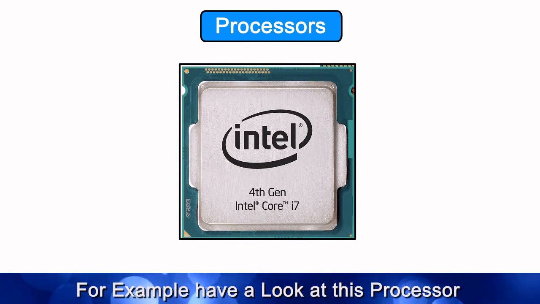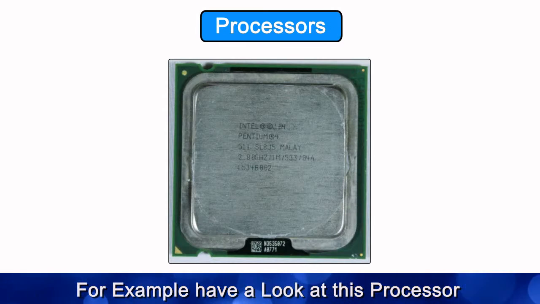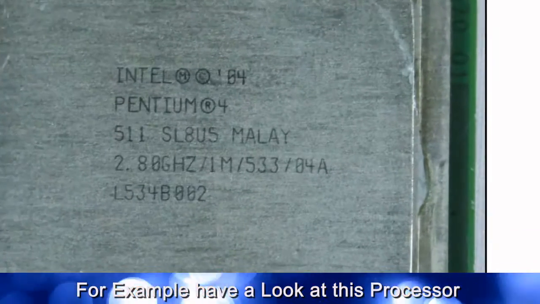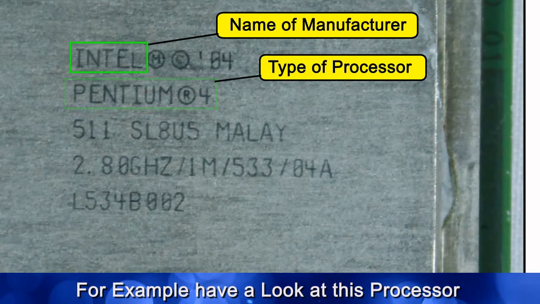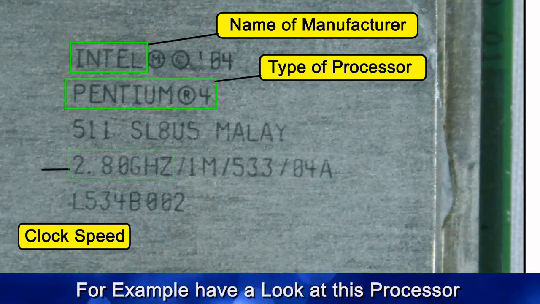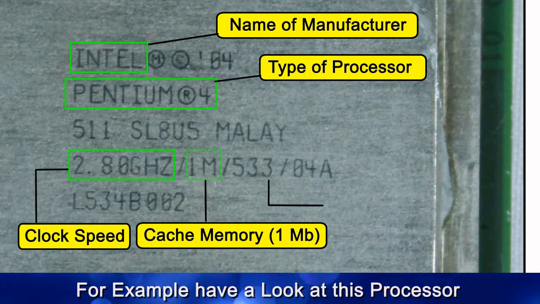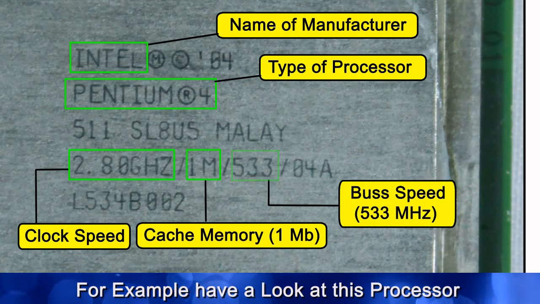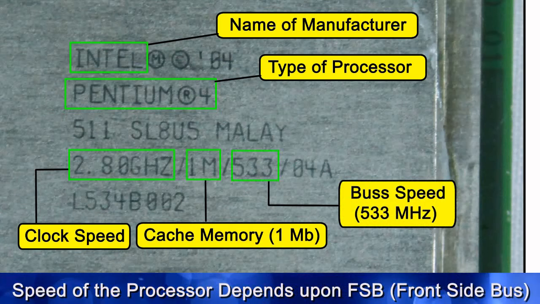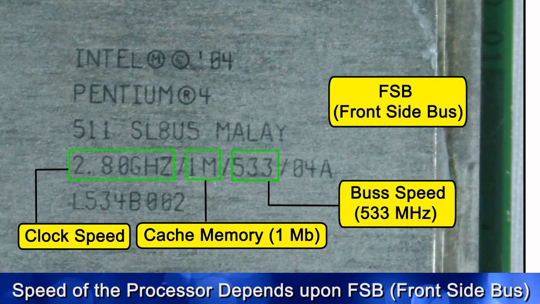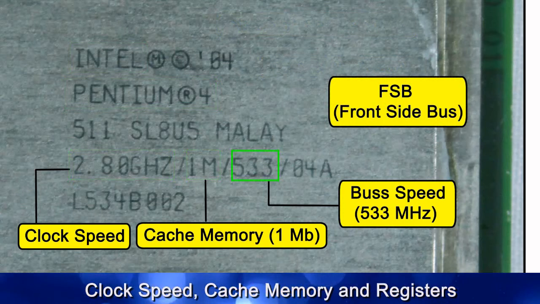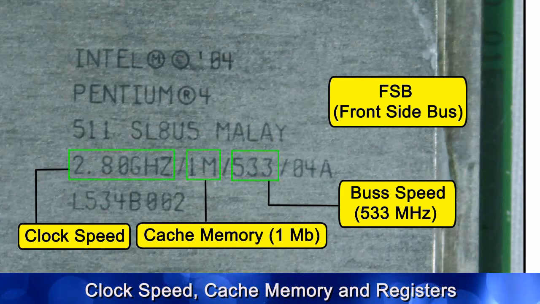For example, have a look at this processor. Name of manufacturer is Intel. Type of processor is Pentium 4. Clock speed is 2.8 GHz. Cache memory is 1 MB and bus speed is 533 MHz. Speed of the processor depends upon FSB, front side bus, clock speed, cache memory and registers.